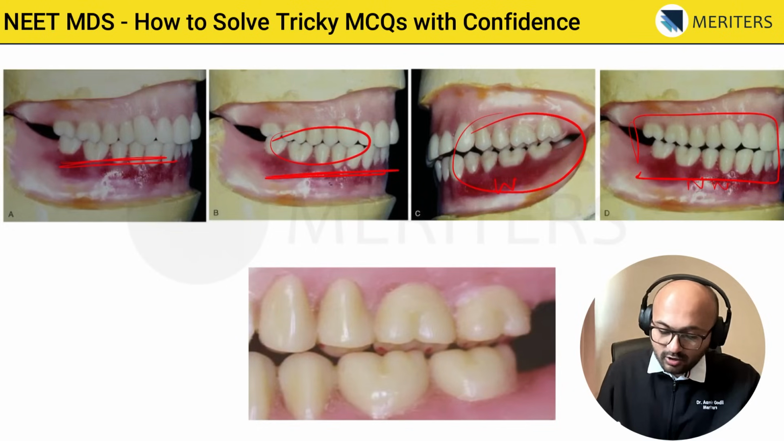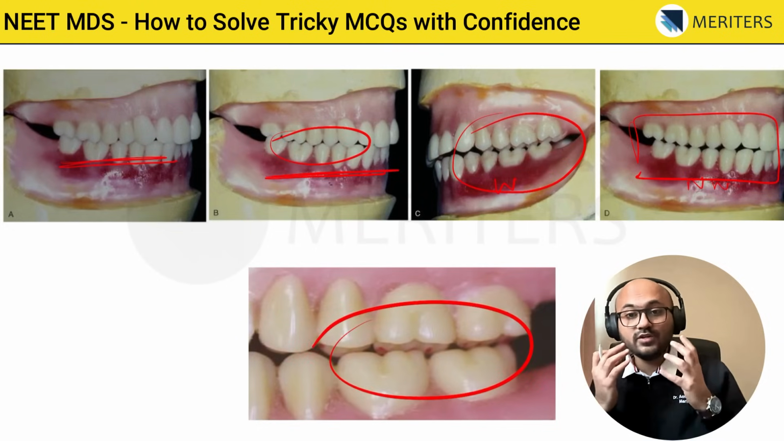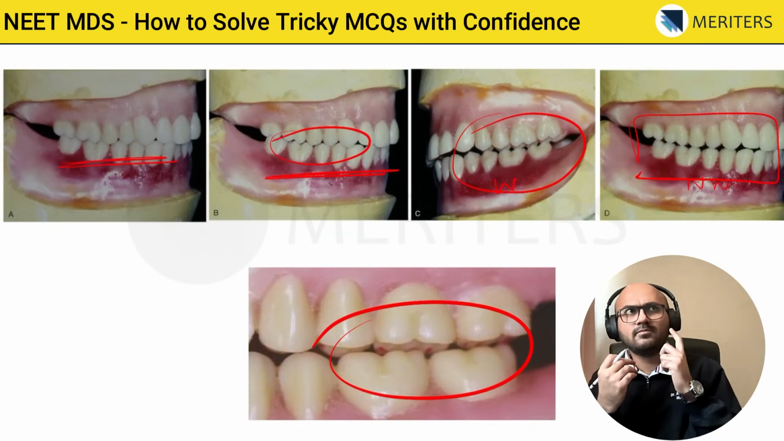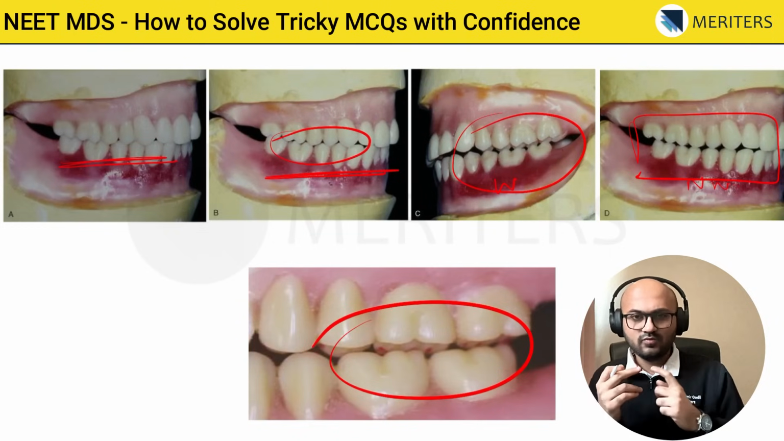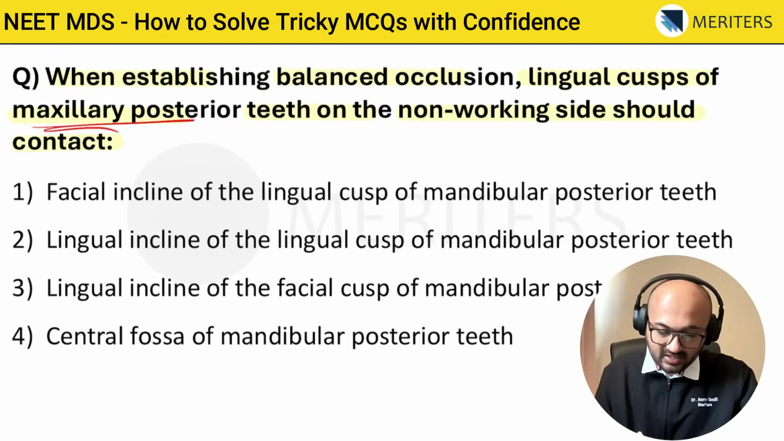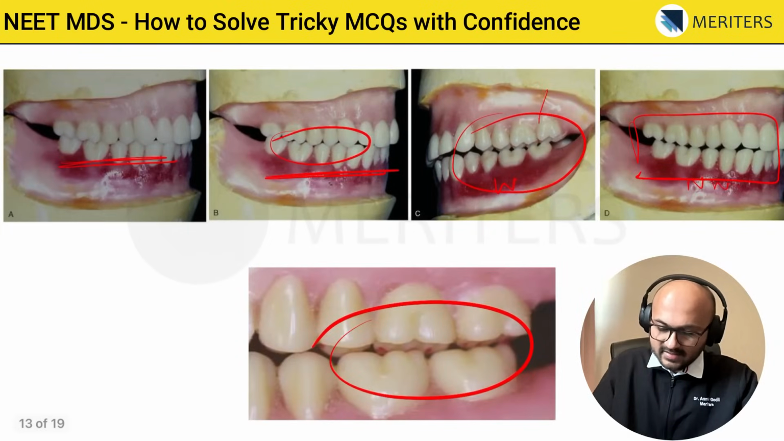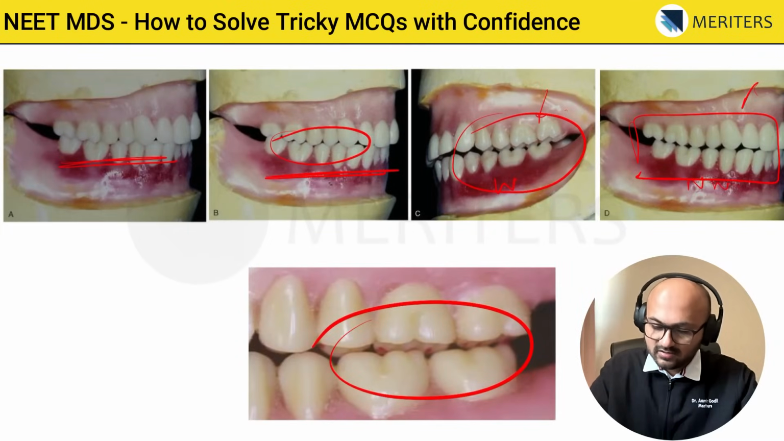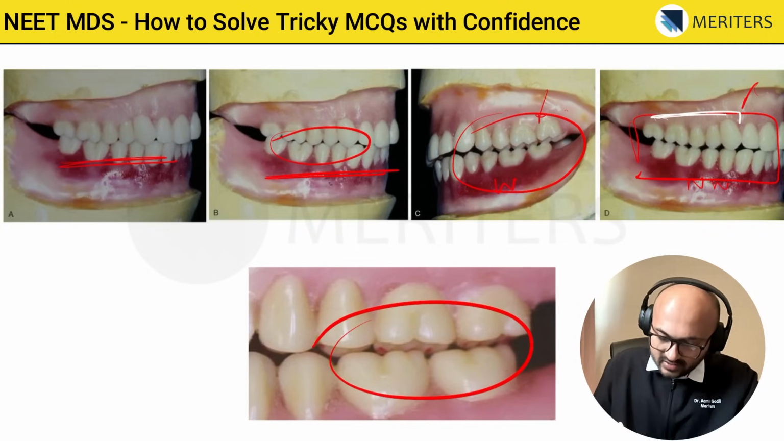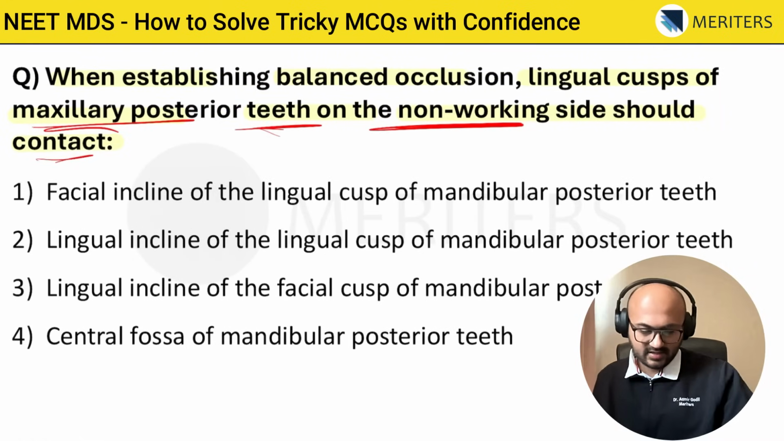So the question is which part of the teeth are contacting, right? So this is more visual. You can move your jaw around and be like, okay, this tooth is touching here. So which tooth is touching where? That is the question. So maxillary posterior teeth on the non-working side should contact. This is the maxillary posterior teeth on the non-working side. So upper teeth are contacting the lower teeth. Where is the question? So you can visualize this very easily.